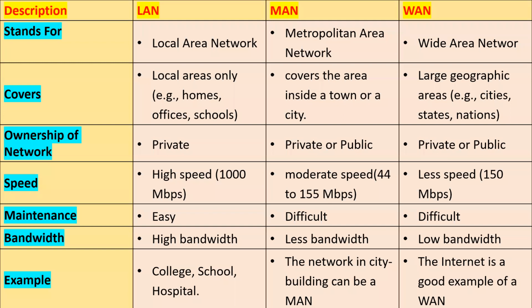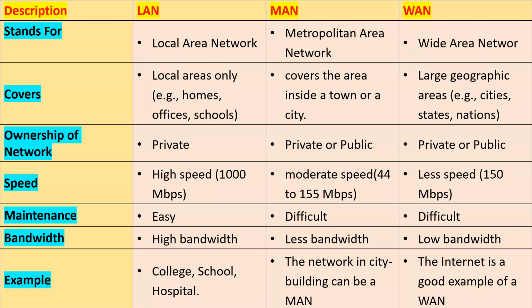Then regarding the speed, a local area network normally has the highest speed. Normally it says 1000 megabits per second. Mbps stands for megabits per second. Then a metropolitan area network is normally moderate. It depends, ranging from 44 to 155 Mbps. Then a wide area network normally has less than 150 megabits per second.